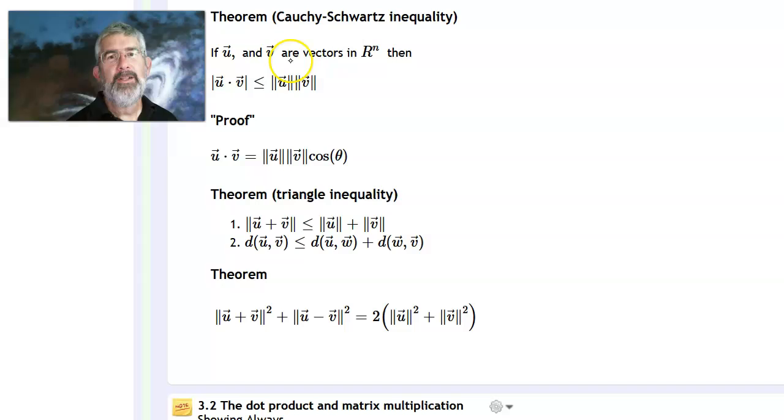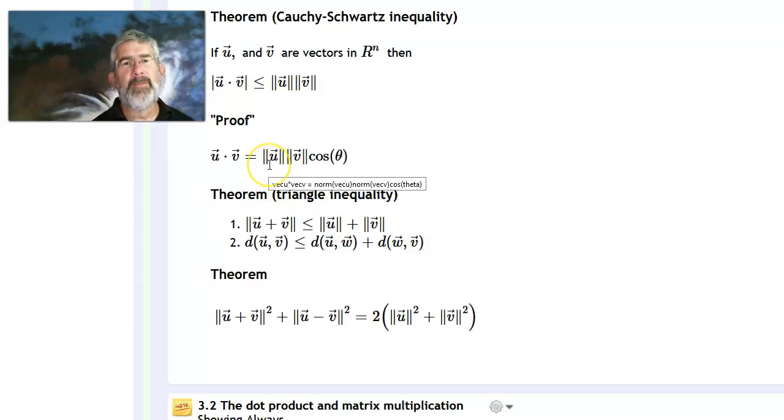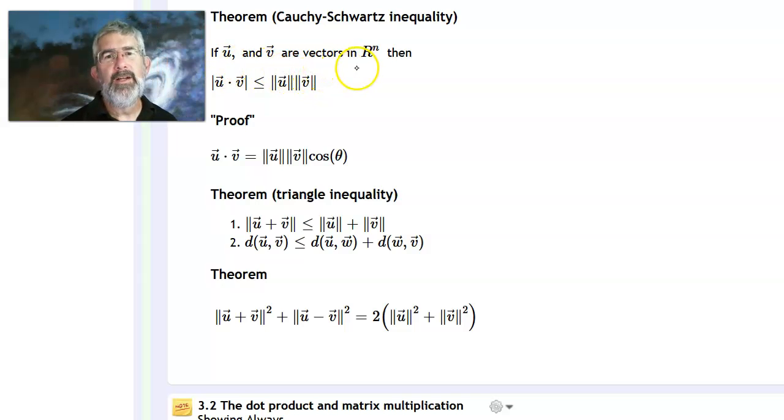But anyway, the Cauchy-Schwarz inequality. This is one that I think is just vastly overrated, but I understand why, and I'll explain. The theorem says if u and v are vectors in Rn, then the absolute value of the dot product is less than or equal to the product of the lengths. Okay. Now, to me, this is like, well, duh. Of course it is, right?